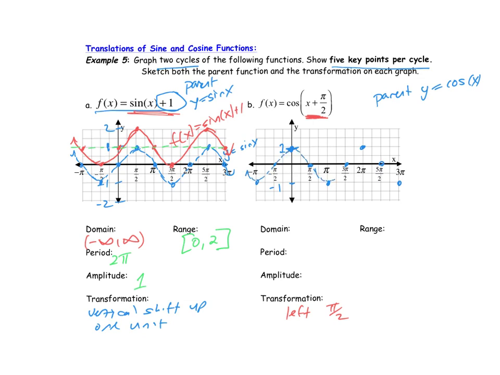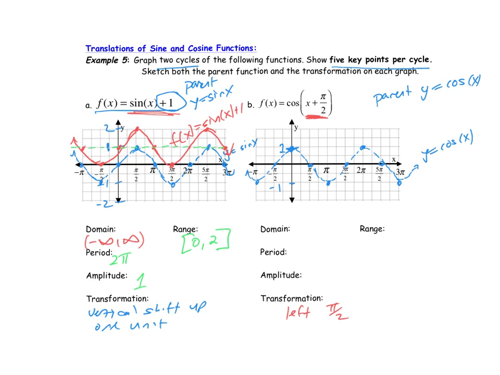And then I'm going to sketch in the parent function, y equals cosine x. Make sure that you put arrows at the end. And here, make sure that this arrow turns up and doesn't shoot down. That would be outside the range of the function.